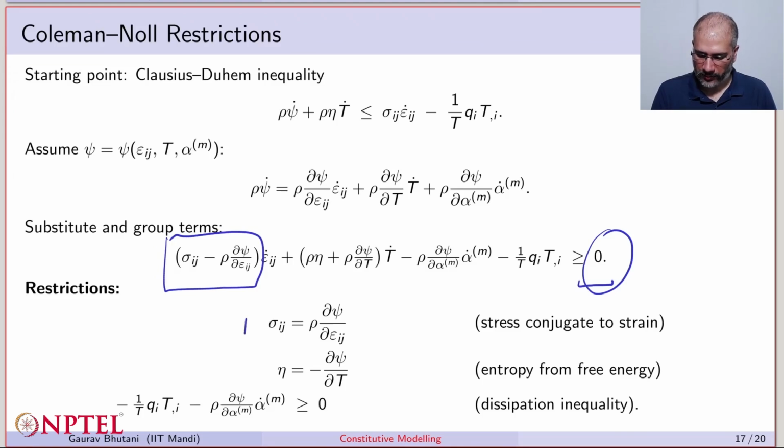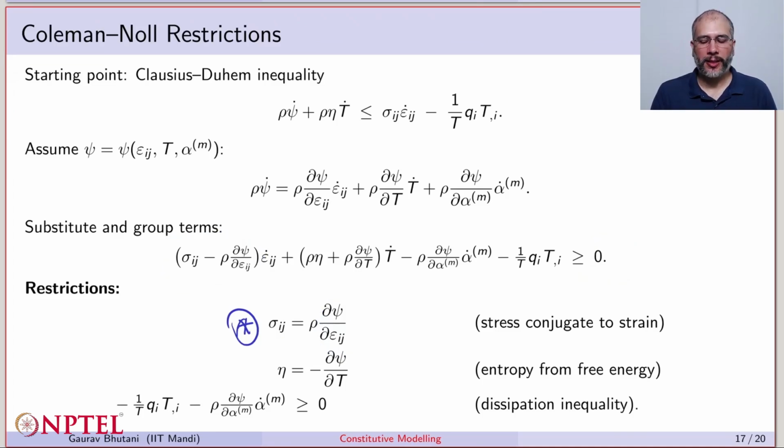And this gives us the first restriction, that is, the stress tensor can be written as a derivative of a scalar function psi. And we say that stress is work conjugate to strain. Later in the discussion on elasticity, we will see that this scalar function is actually the work function.